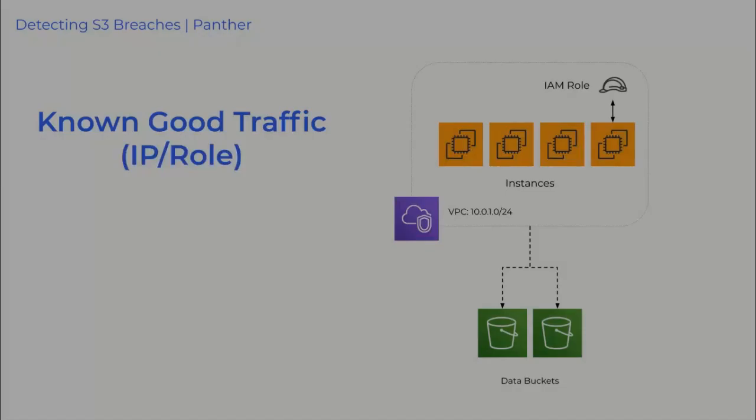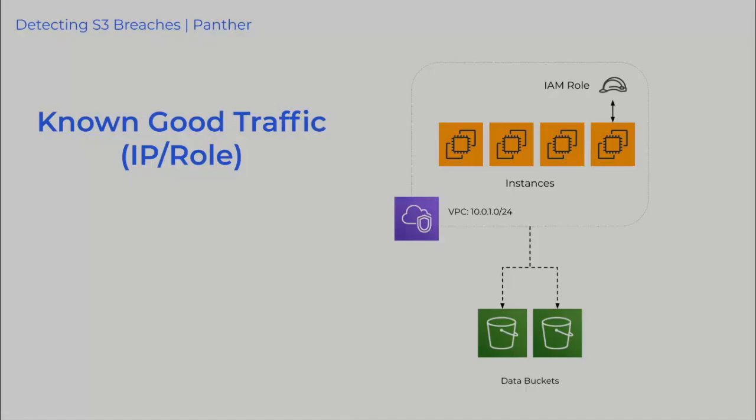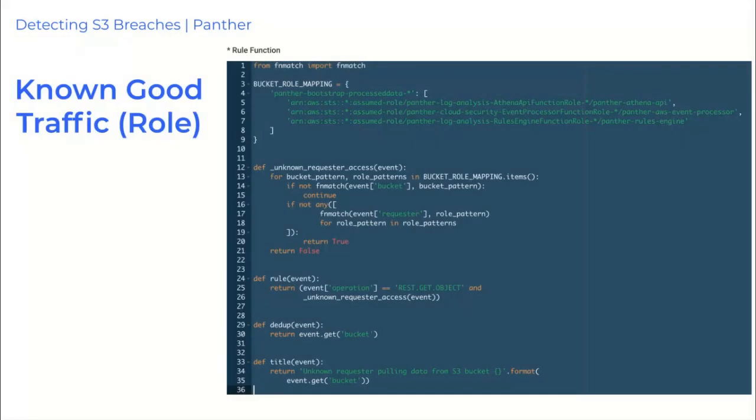Another scenario is, let's say we want to model traffic to our buckets from our application. Generally, you only ever want a certain set of IAM roles, or maybe only a certain set of instances, to access our data buckets. Because we have this information with S3 server access logs, we can start to write more complex rules. This is another example where we're doing known good traffic based off of IAM roles.